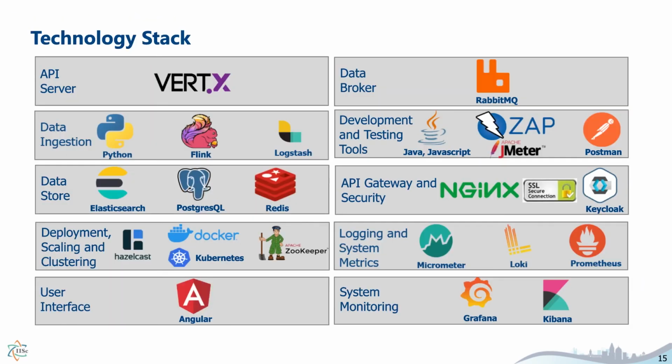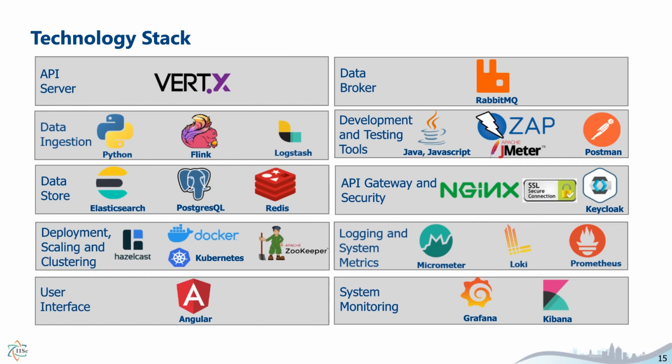We would like to just put down a view of the open source technology stack that we have used, where API services have been followed. We have used the Vert.x framework for this. For data ingestion, we use Apache Flink, Logstash. For data stores, we use Elasticsearch, PostgreSQL, Redis Cache. For deployment, scaling and clustering, we have used Docker, Kubernetes. And as a data broker, we have used RabbitMQ.